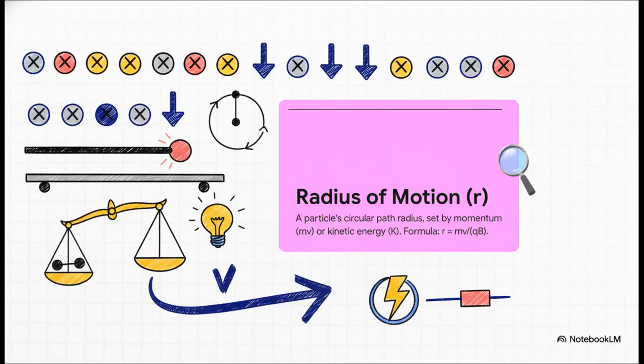So when a charged particle flies into a magnetic field, it doesn't go straight. The field grabs it and forces it into a perfectly circular path. And the size of that circle, its radius, r, is determined by this formula. It all comes down to the particle's momentum, its mass times velocity, or its kinetic energy, K.